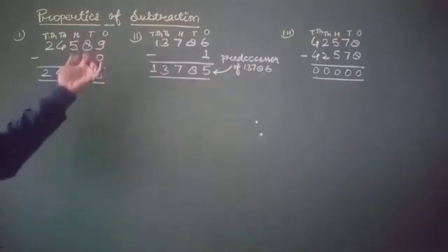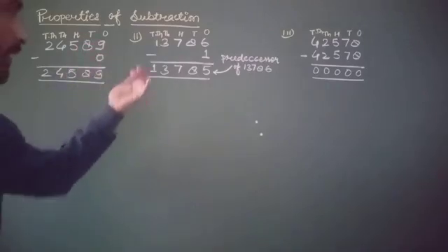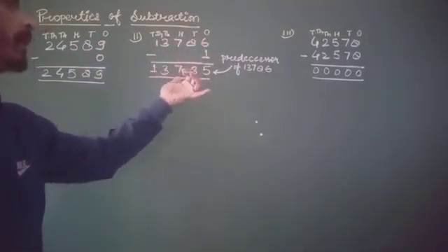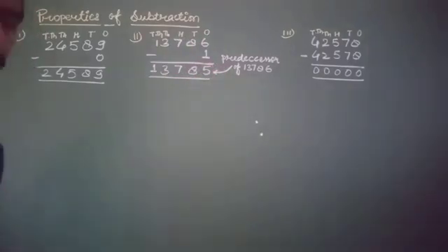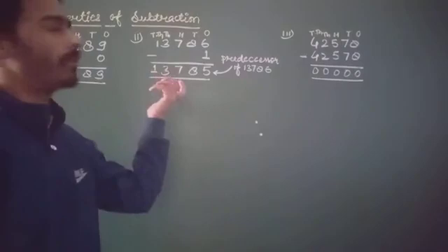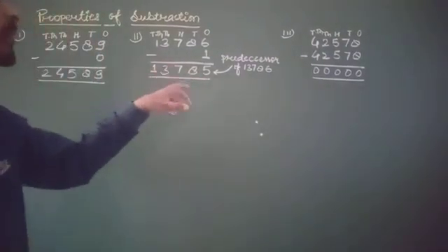When 0 is subtracted from a number, the difference is the number itself. The second property is, when 1 is subtracted from a number, the difference is the predecessor of the number.